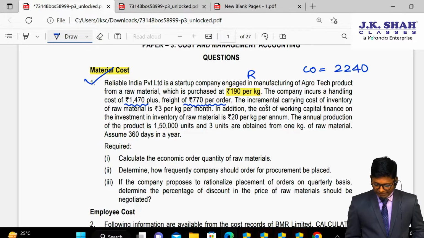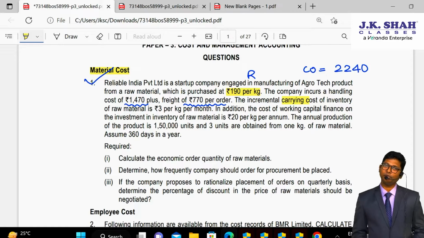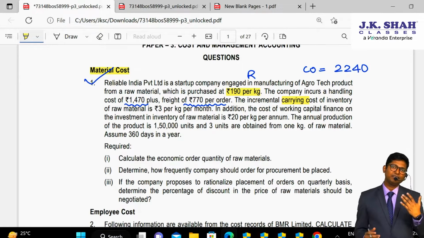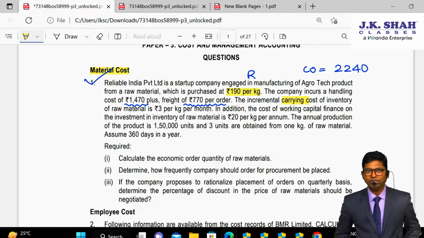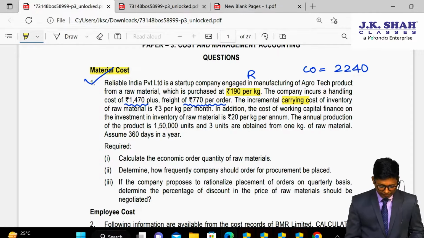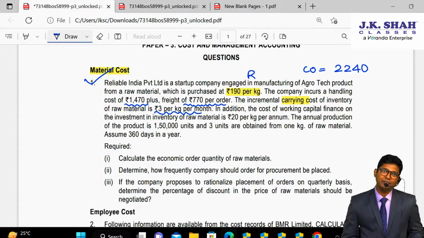Next point says the incremental carrying cost of inventory. Let me highlight this word. The question itself is giving you clear-cut information about the carrying cost. You need not worry, you need not get confused while understanding and analyzing the question. It is a straightforward question. The incremental carrying cost of inventory of raw material is rupees 3 per kg, but it is expressed on per month basis.